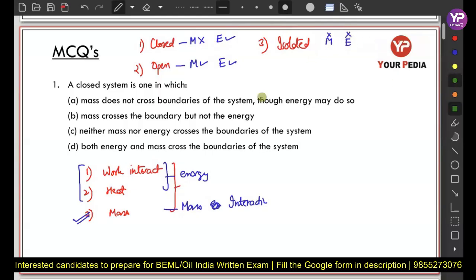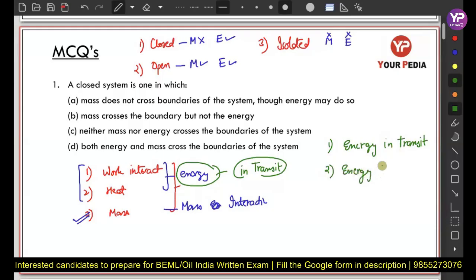And one thing you have to understand is that when we talk about energy interaction, these are always studied on the boundary. So it is the energy in transit form. You always have to remember that whenever we are dealing with energy, it is classified in two ways. The first one is the energy in transit, and the second is the energy stored. Now, when we talk about the energy interaction, we are considering the energy in transit, that means the energy which is crossing the boundary of the system.